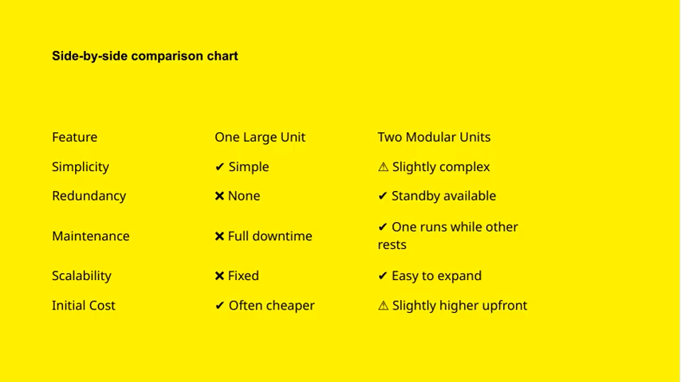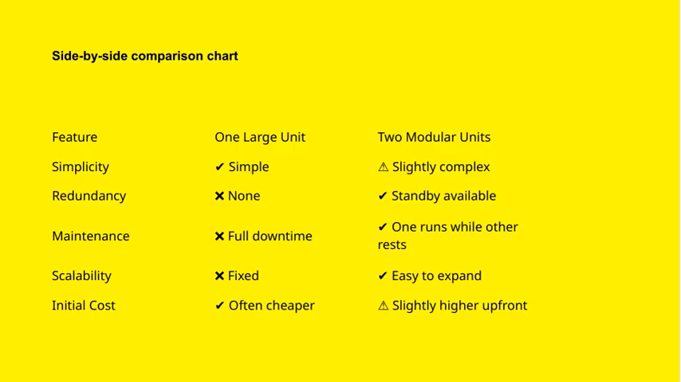When it comes to redundancy, the one large unit doesn't have any backup systems, so if it fails, the system goes down. On the other hand, the modular units have standby options available, which can keep operations running smoothly even if one module encounters an issue. Regarding maintenance, a single large unit typically requires full downtime during servicing, which can be disruptive. Meanwhile, with modular units, one module can be maintained or repaired while the other continues to operate, minimizing downtime.